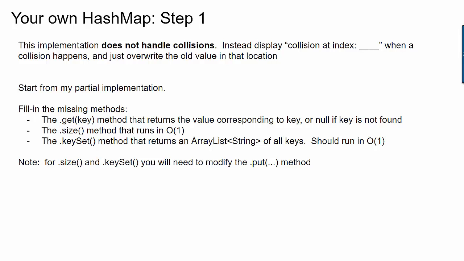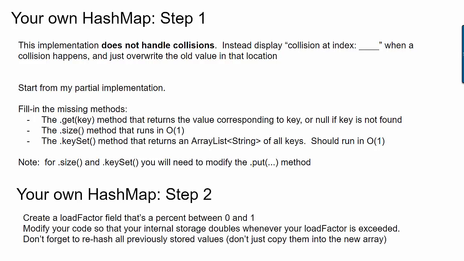Okay, so you've got 3 parts to your assignment today. First, you're going to start from the partial implementation that I've provided. It doesn't handle collisions. It doesn't do anything with load factor. Instead, it just displays collision at index whatever and overwrites the old value whenever collision happens. And it's got a lot of missing methods. So you're going to start just by filling in the missing things. So complete the get method using my pseudocode, implement the size method so that it runs in constant time like we just described, and implement key set so that it runs in constant time like I just described. Remember that you're going to need to modify the put method in order for those 2 methods to work the way that we talked about.